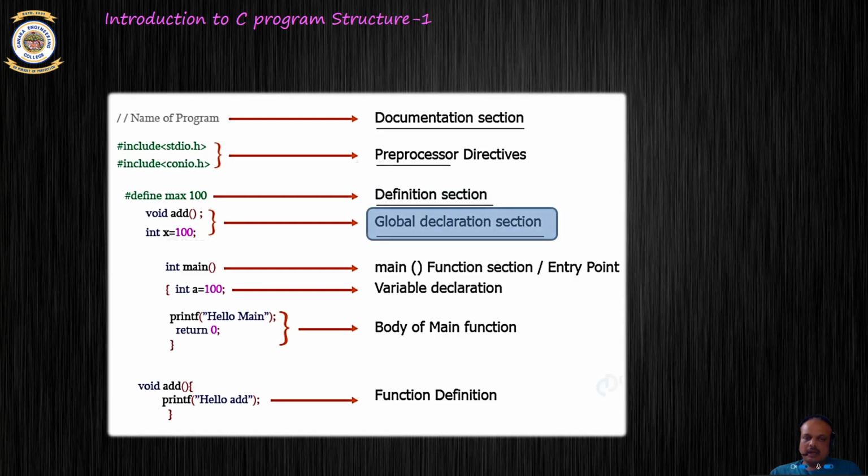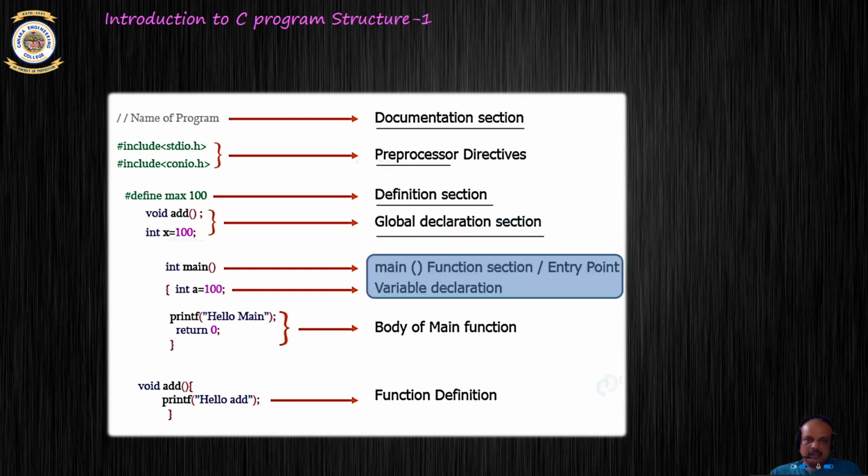Next is the global declaration part. In the global declaration part, the programmer declares functions and global variables. The global variables declared in this part can be used by the main program or any other subsequent functions. The functions declared in this part only enable the compiler to get an inference or meaning for this particular function.